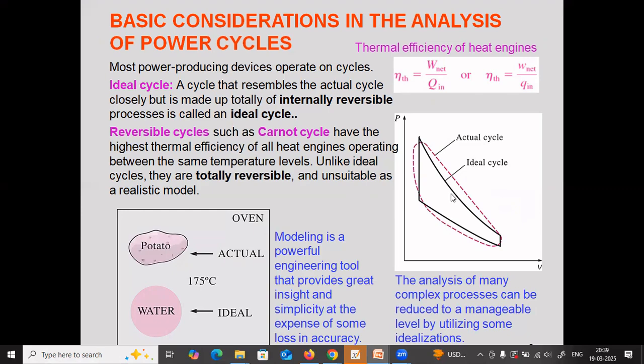And a reversible cycle is one that represents the maximum possible work. That means in a reversible cycle we can estimate the maximum possible work output when the temperature ranges are specified. So that depends mainly on the temperatures. The efficiency of a reversible cycle will be given by only temperatures. And this is totally reversible, which means internally as well as externally reversible.